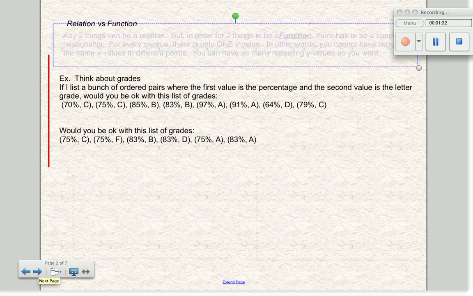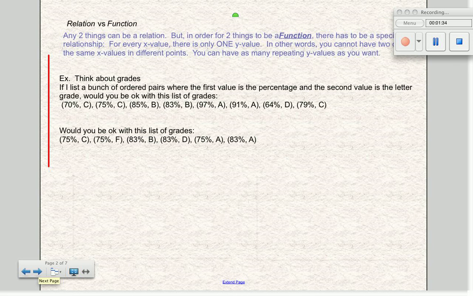This would be my definition. You probably wouldn't find this in a math book. But in my words, in order for two things to be a function, there has to be a specific relationship. For every x value, there's only one y value. So in other words, you can't have two of the same x values in different points. You can have as many repeating y values as you want, but if I give you a list of points, all you really need to do is look at the x values. If there are two points that have the same x value, it is not a function, okay?